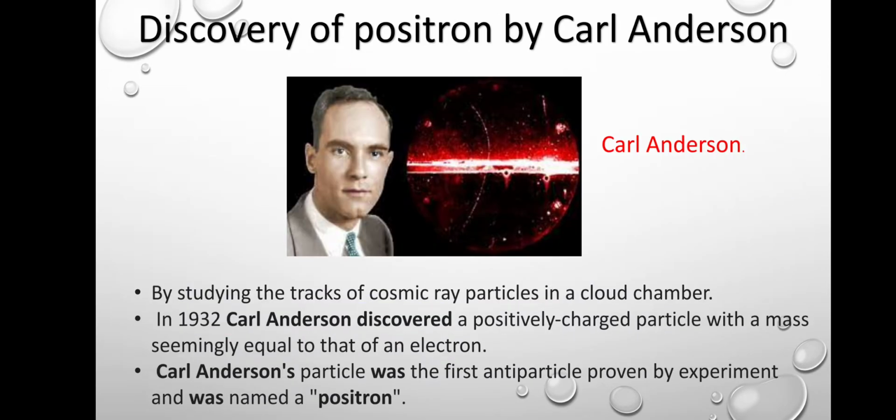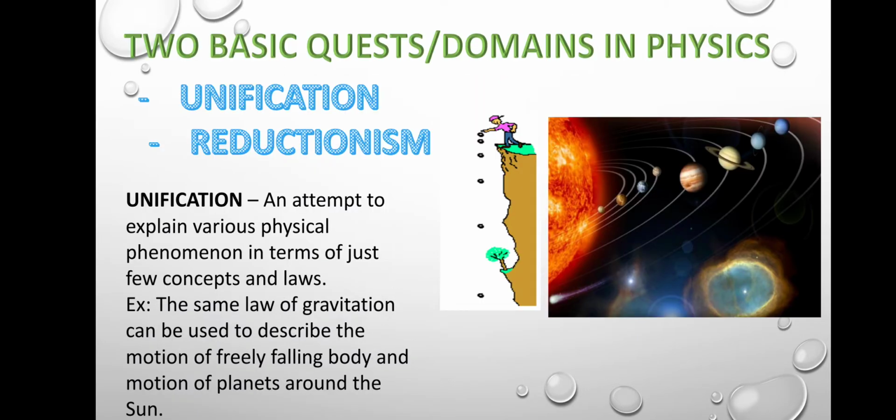Now the positron was discovered by Carl Anderson by studying the tracks of cosmic ray particles in the cloud chamber. So he studied all these cosmic ray particles in the cloud chamber and he discovered a positively charged particle with a mass seemingly equal to that of an electron. So Carl Anderson's particle was the first antiparticle proven by experiment. He experimented on the theory that Paul Dirac had produced. He assumed and produced the theory, but it was proven right by Carl Anderson. So all these scientists have played a very big role in physics.